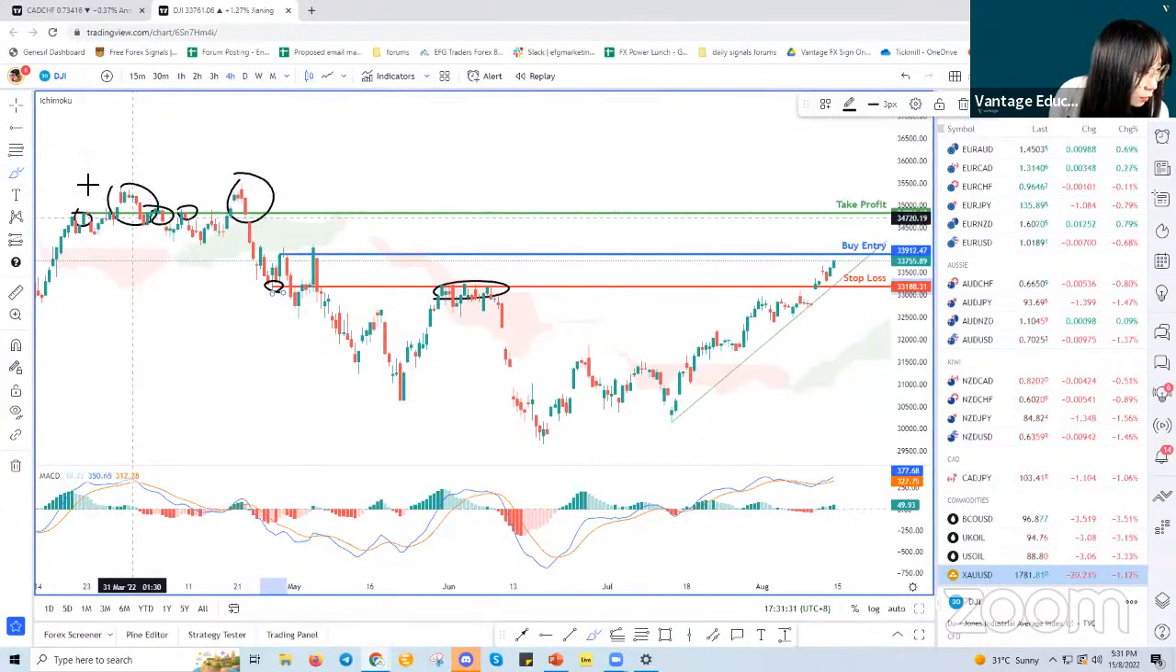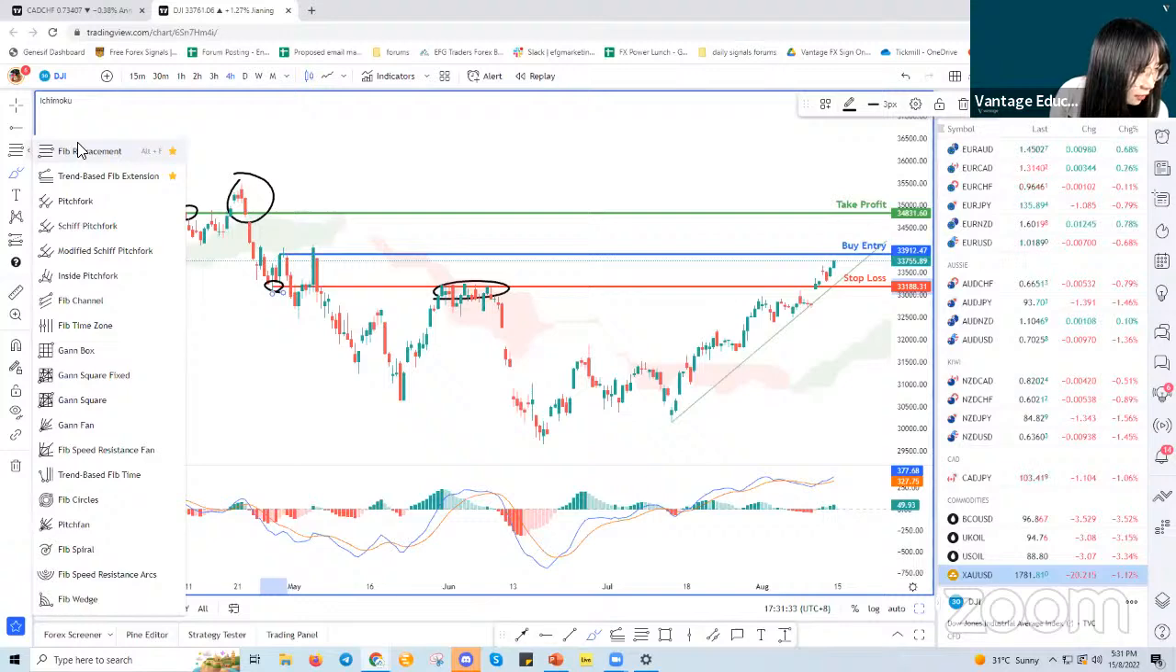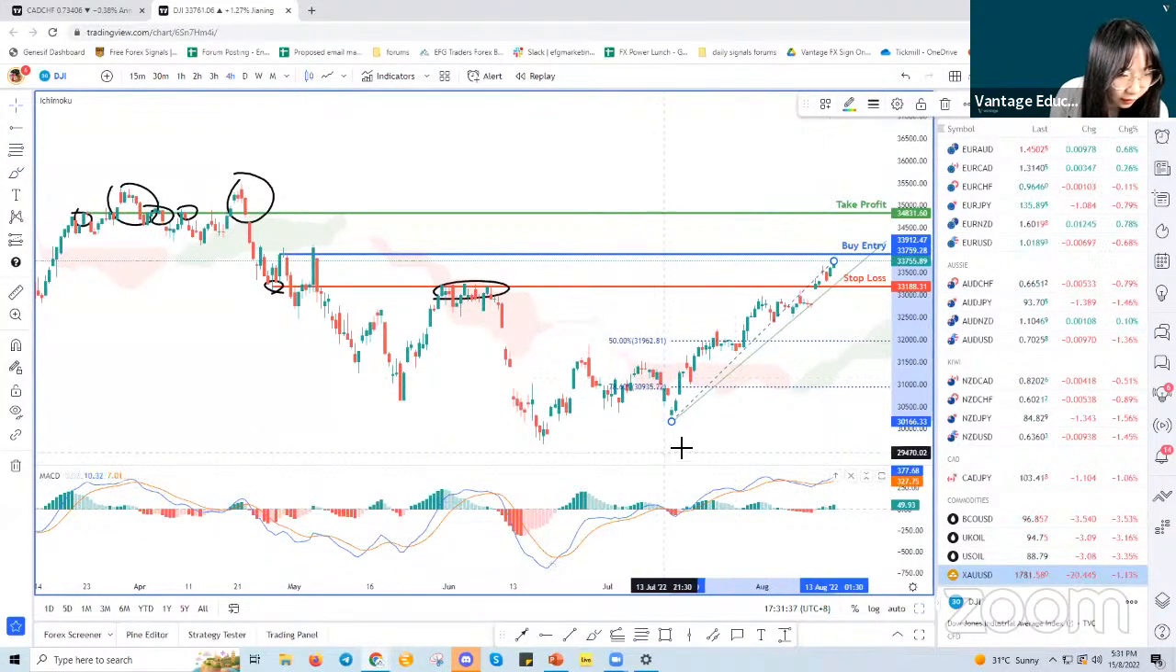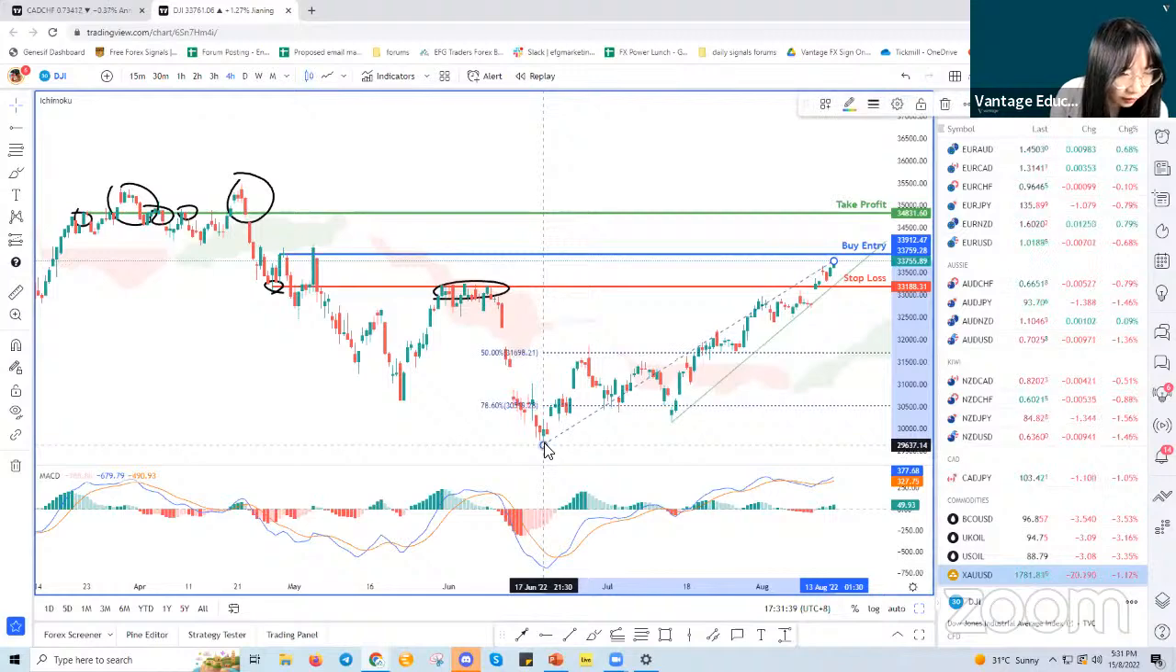Okay, so now we try to find some Fibonacci levels to support our idea. So I like to put the swing low here.